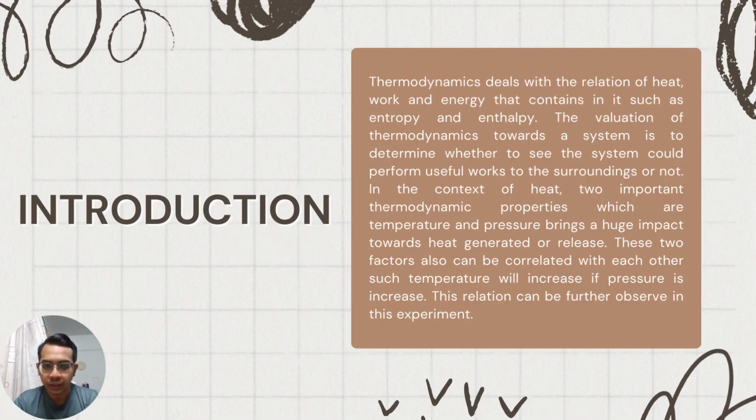We will start with the introduction. Thermodynamics deals with the relation of heat, work, and energy, which contains units such as entropy and enthalpy. The evaluation of thermodynamics towards a system is to determine whether the system could perform useful work to the surroundings or not. In the context of heat, two important thermodynamic properties, which are temperature and pressure, bring a huge impact towards heat generated or released. These two factors can also be correlated with each other, such that temperature will increase if pressure is increased. This relation can be further observed in this experiment.